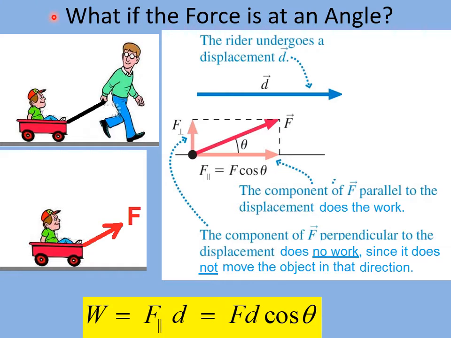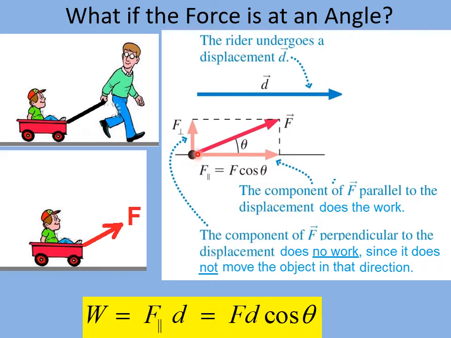Now, our definition of work being force times distance was a little bit oversimplified. For example, what if the force is at an angle? So here we have a picture of the dad pulling his son in a wagon, and the force on the wagon is along the handle here, which is up at an angle. What we can do here is take this force vector and decompose it into its two components.